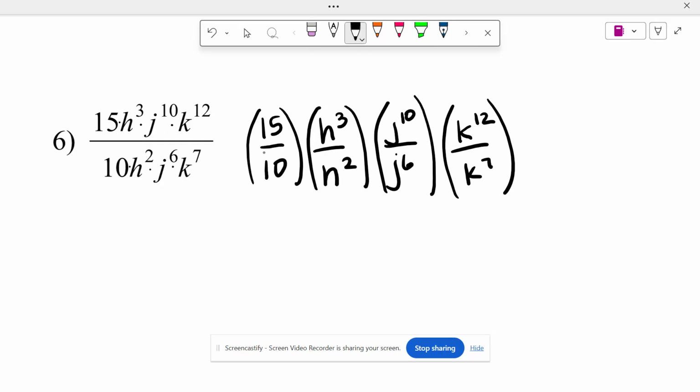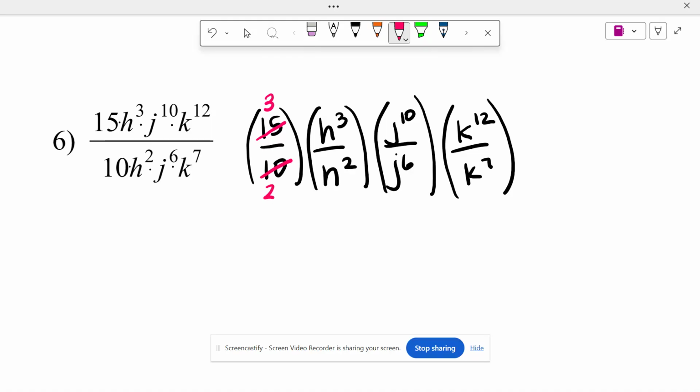So that's why I'm setting this up as our coefficients, our h's, our j's, and our k's. And I'm going to just try to simplify. If I had a fraction 15 over 10, I notice 5 can go into both. So 5 can go into 15 3 times, and 5 can go into 10 2 times.